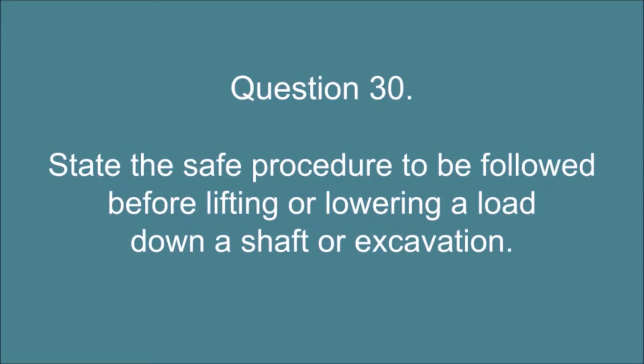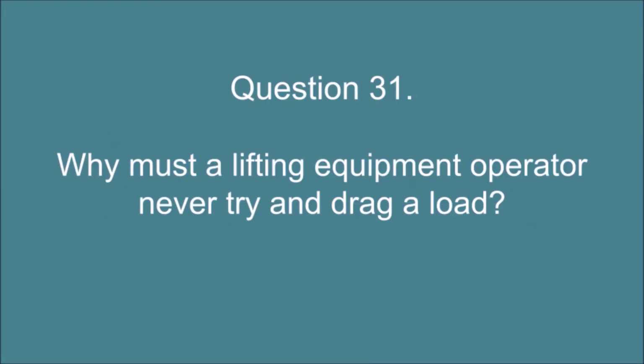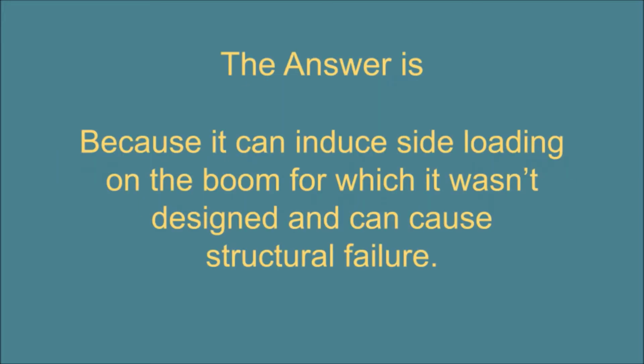Question 30. State the safe procedure to be followed before lifting or lowering a load down a shaft or excavation. The answer is the empty hook must be lowered down to working level and the hoist drum checked for sufficient turns on the drum. Question 31. Why must a lifting equipment operator never try and drag a load? The answer is because it can induce side loading on the boom, for which it wasn't designed, and can cause structural failure.